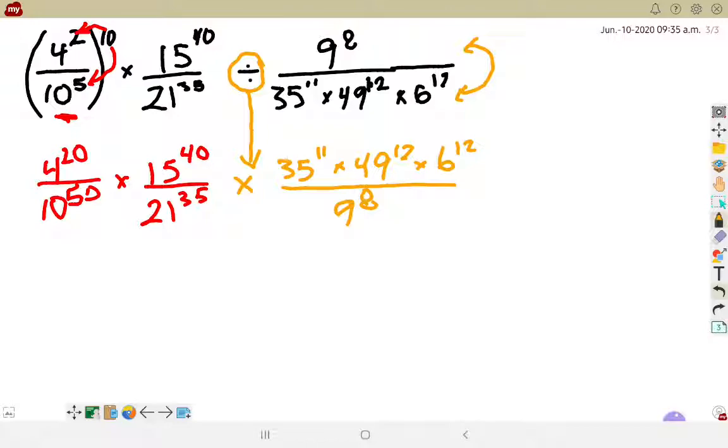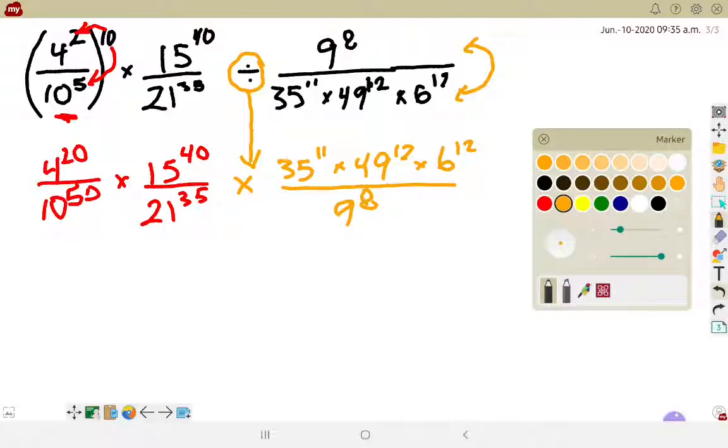Now, I haven't done a lot in terms of making things look simpler, so let's start trying to find some easier things to work with. One thing you might notice is that all of these numbers are composite numbers. That means they're made up of factors. So I'm going to split all of my composite numbers into their factors.